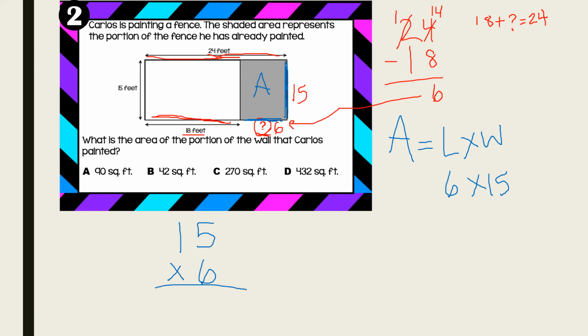5 times 6, 5, 10, 15, 20, 25, 30. Carry my 3. 6 times 1. Okay, so first I went here. Now I'm going to go second butterfly. 6 times 1 is 6 plus 3. 6, count up, 7, 8, 9. I got 90. Now, units. This is area and it's in feet, so it's going to be square feet. All right, the area of the shaded portion that was already painted is A, 90 square feet.